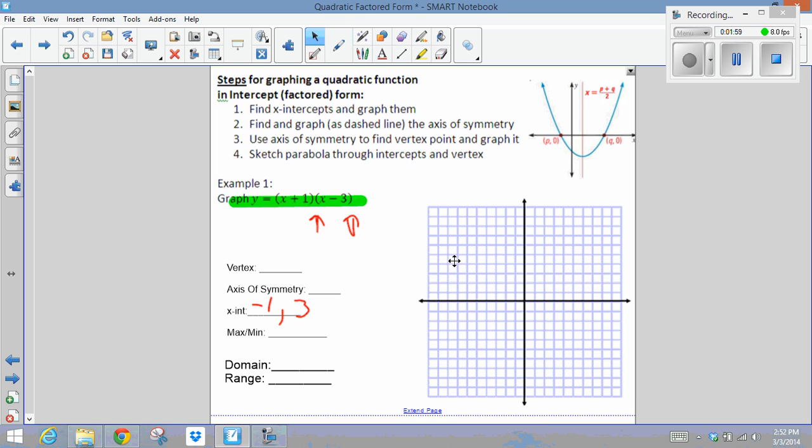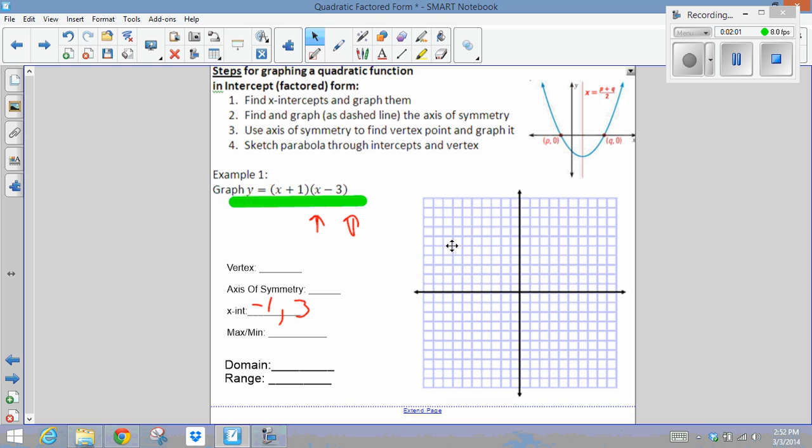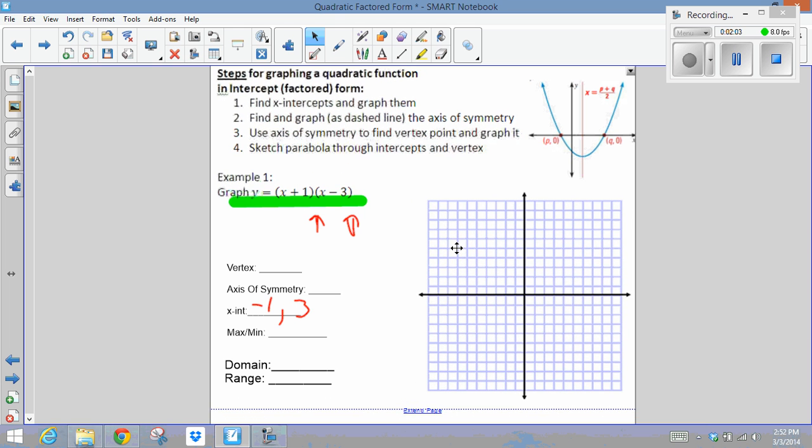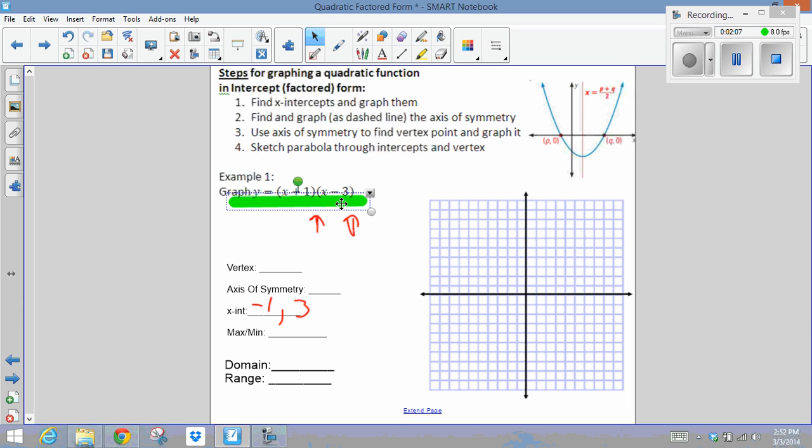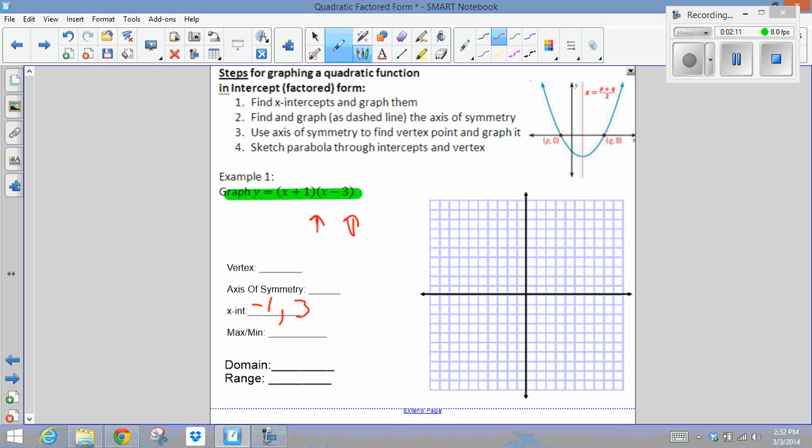Let me get my graph so it's right in place. All right. So on my graph, I'm going to plot my -1 right there and +3. 1, 2, 3 right there. So those are my two roots. Okay, so the next thing I'm going to try and find is my vertex.